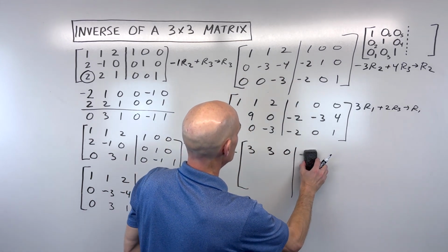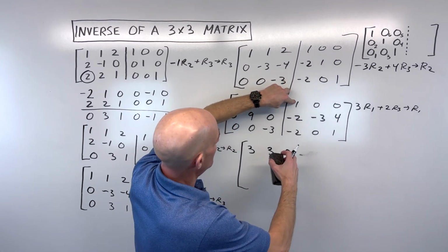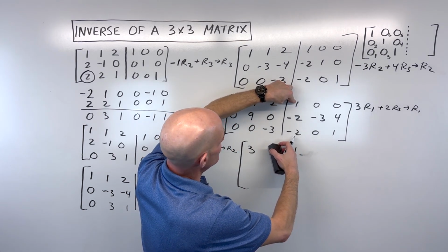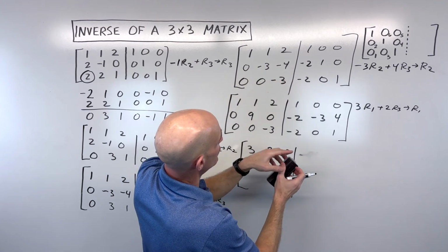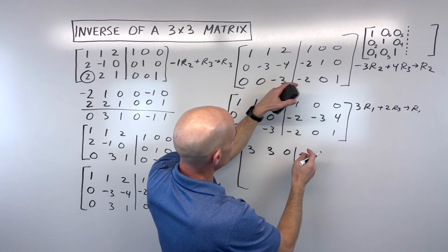We're working with row 3. 3 times 1 is 3. 2 times negative 2 is negative 4. So 3 plus negative 4 is negative 1. Yep, I'm just working with row 3 and row 1.